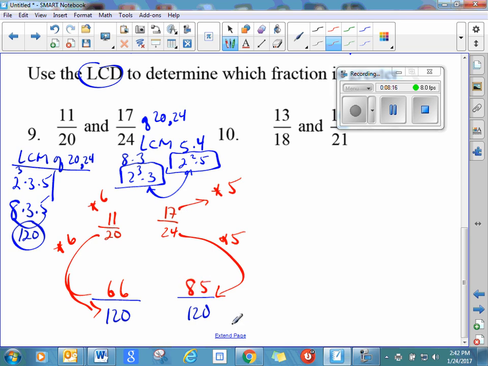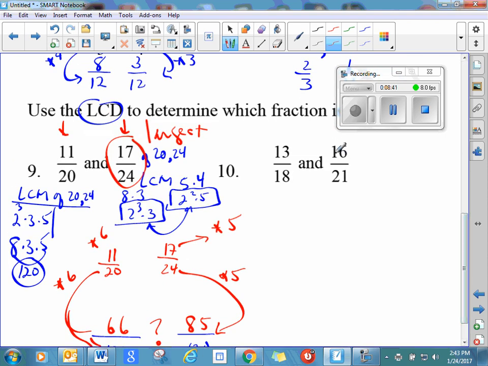So now I can compare these two fractions. Which one is larger? Which one is smaller? I go back to my original fractions, and I say, this guy is the largest fraction. He's larger than 11 over 20. But I didn't know that until I got a common denominator. So I want to work one more of these examples, and then we're going to talk about examples 12, 13, 14, and 15 in class.